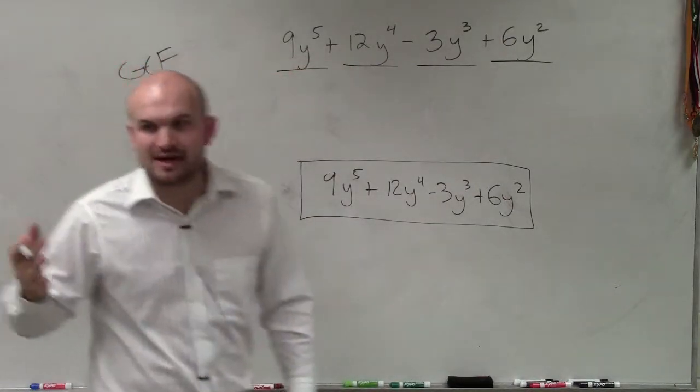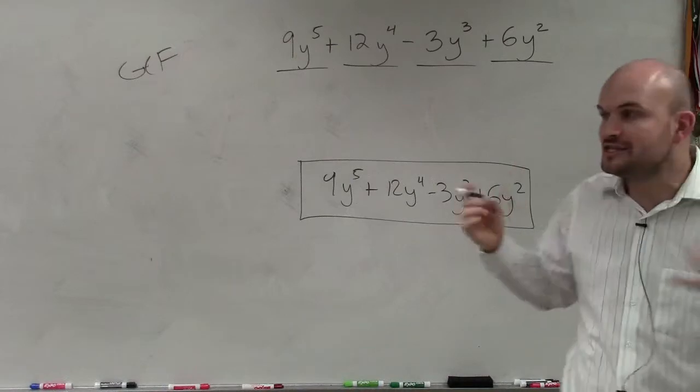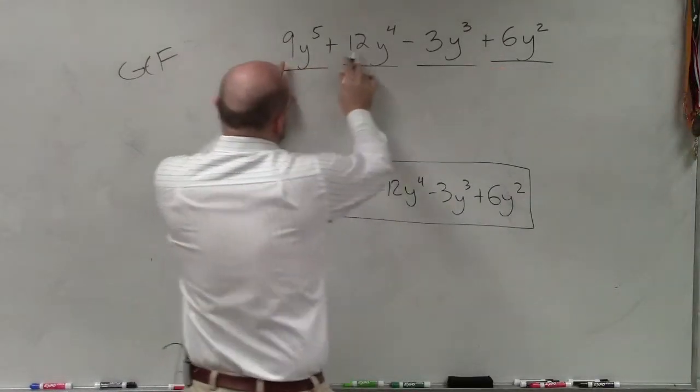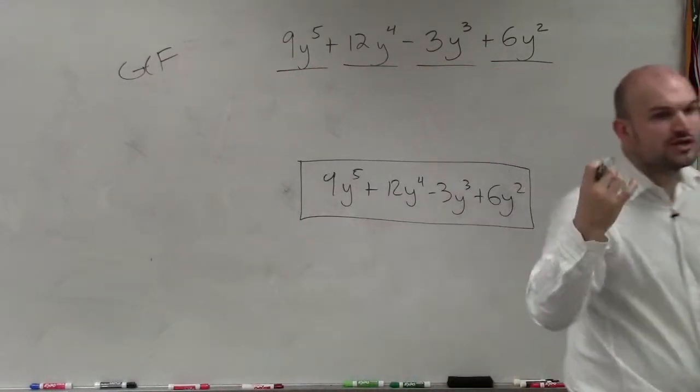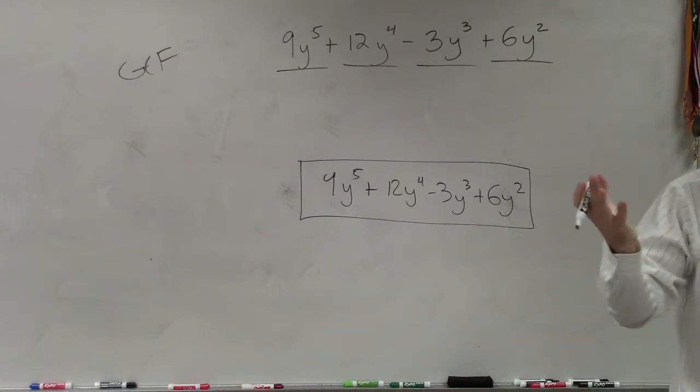And what's nice about the greatest common factor is you don't have to look at everything. Don't get everything so confused. Let's just look at the numbers. Our numbers are 9, 12, negative 3, and 6. What is the largest number that divides into each and every one of those numbers? 3.